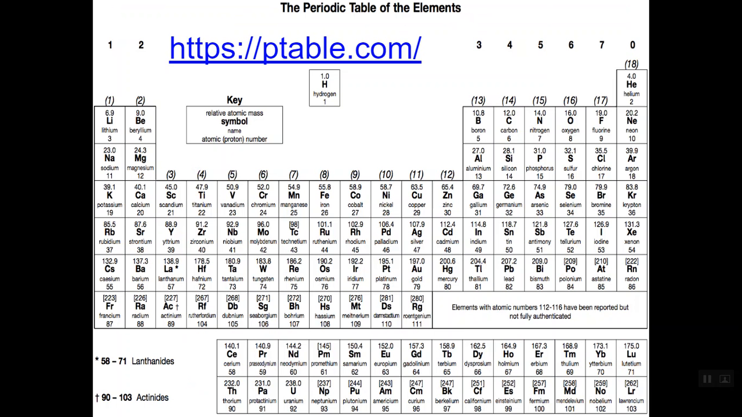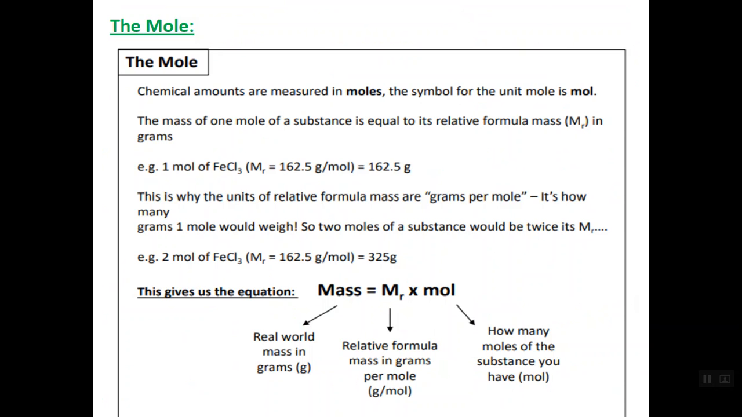Now, you've got your periodic table there, the virtual periodic table. The first thing I want to talk about in this video is just the background. So really, I'm going to talk through the slides I've put up, like I would usually in lesson. Chemical amounts are measured in moles. The symbol for the unit is mol. You'll have seen this before, in lessons. It was in your relative formula mass equations.